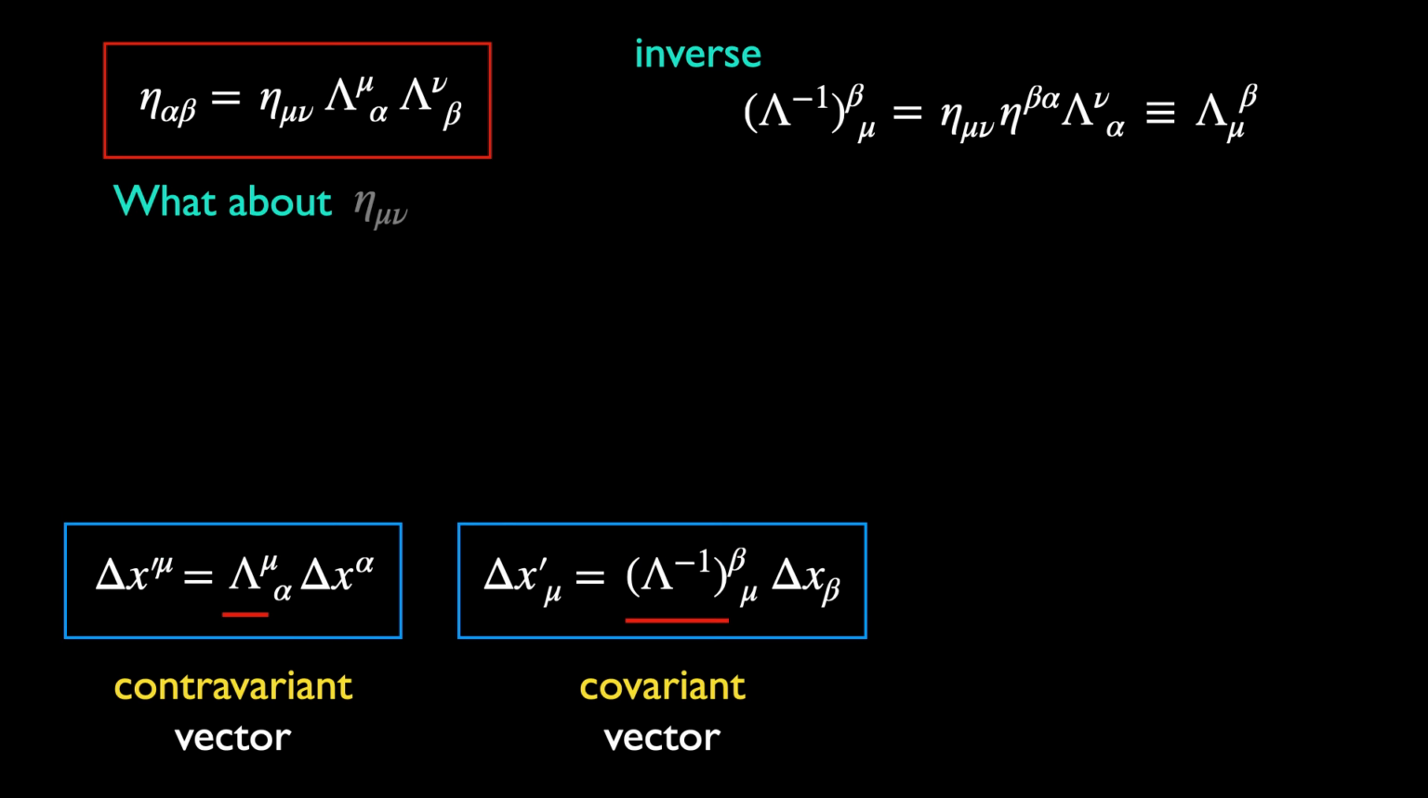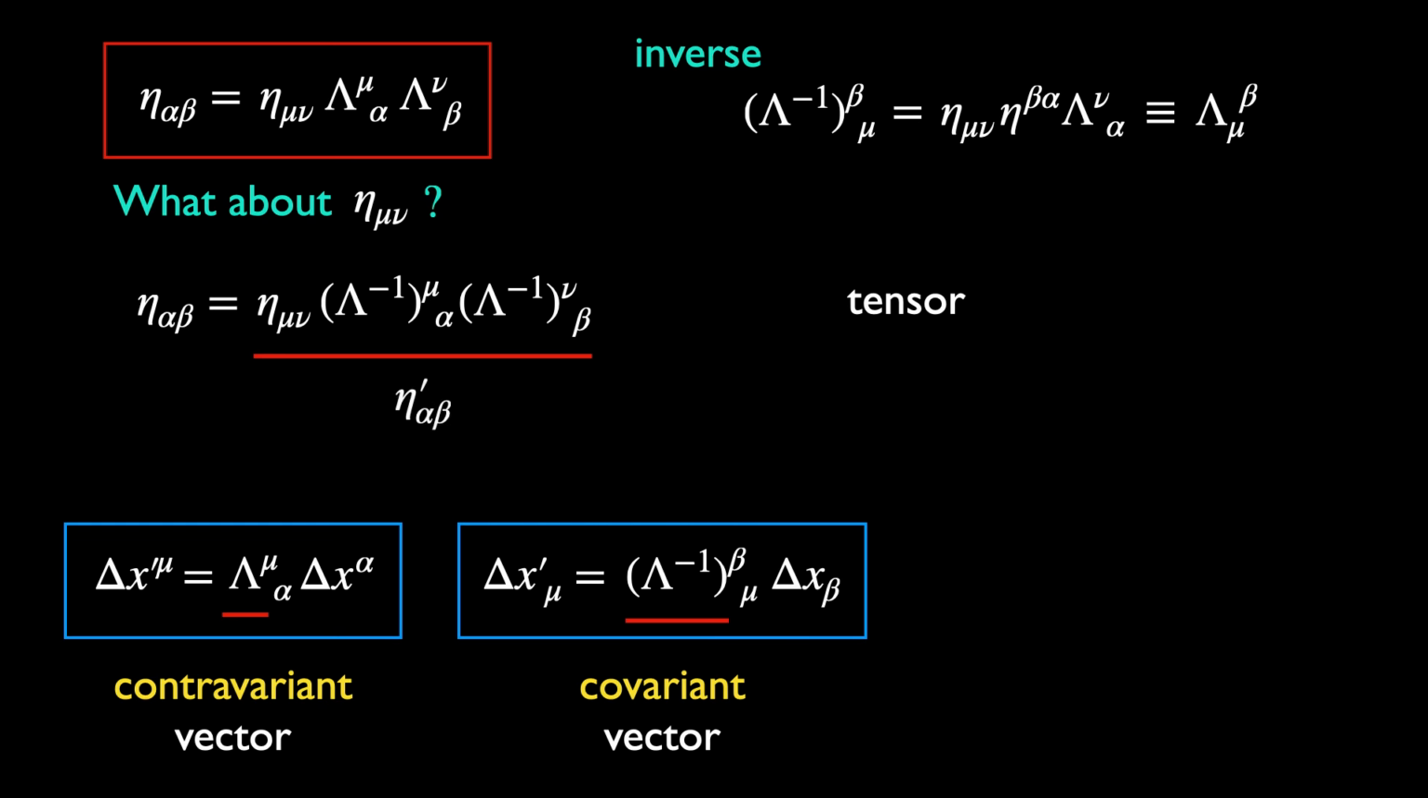But what about an object like eta? Any multiple index object that transforms under Lorentz transformation in a linear way, like what we have here, is known as a tensor. We can write the equation above in another way, bringing the lambdas to the other side of the equation, which turn into their inverse. This transformation then fits the pattern of the covariant vector, so eta is a covariant tensor. It's just that eta is a very special tensor, which is invariant under Lorentz transformations. So it is both a covariant and a contravariant tensor.